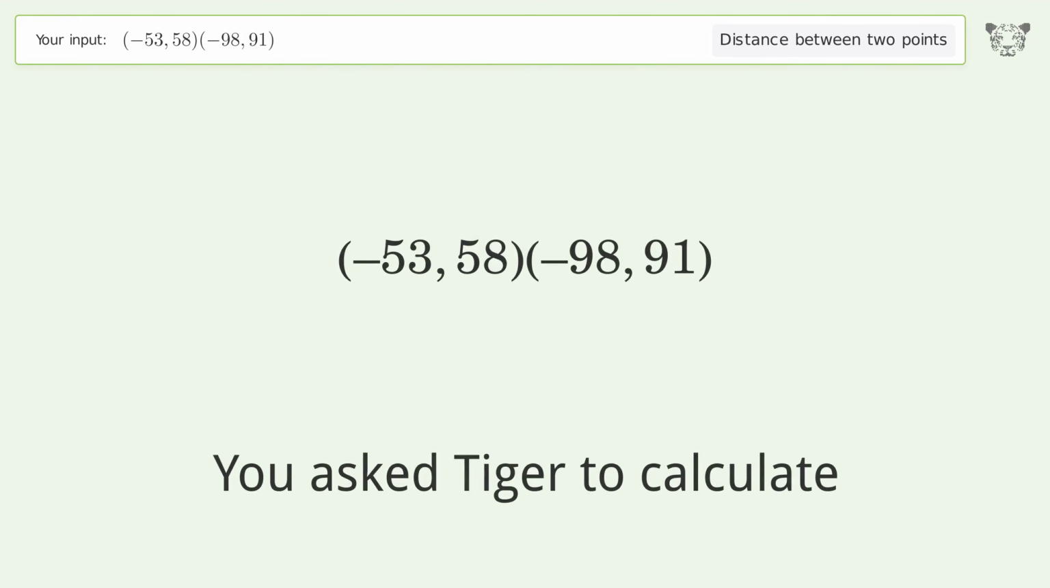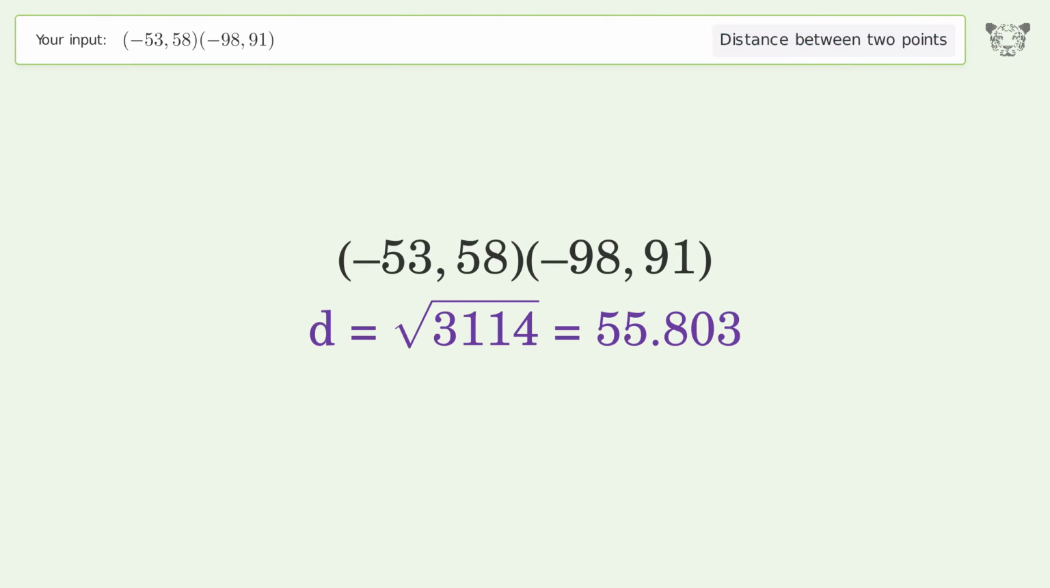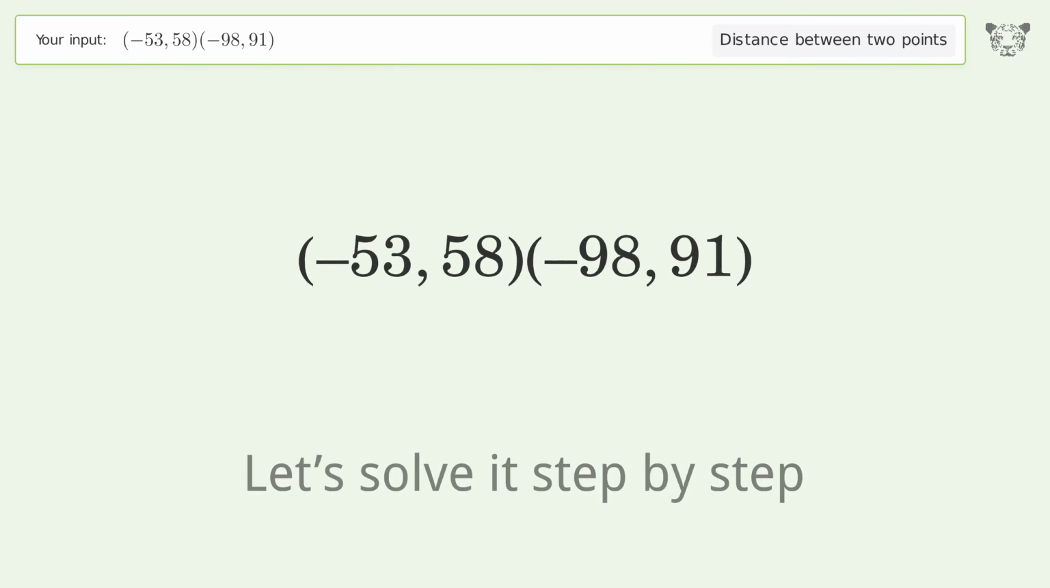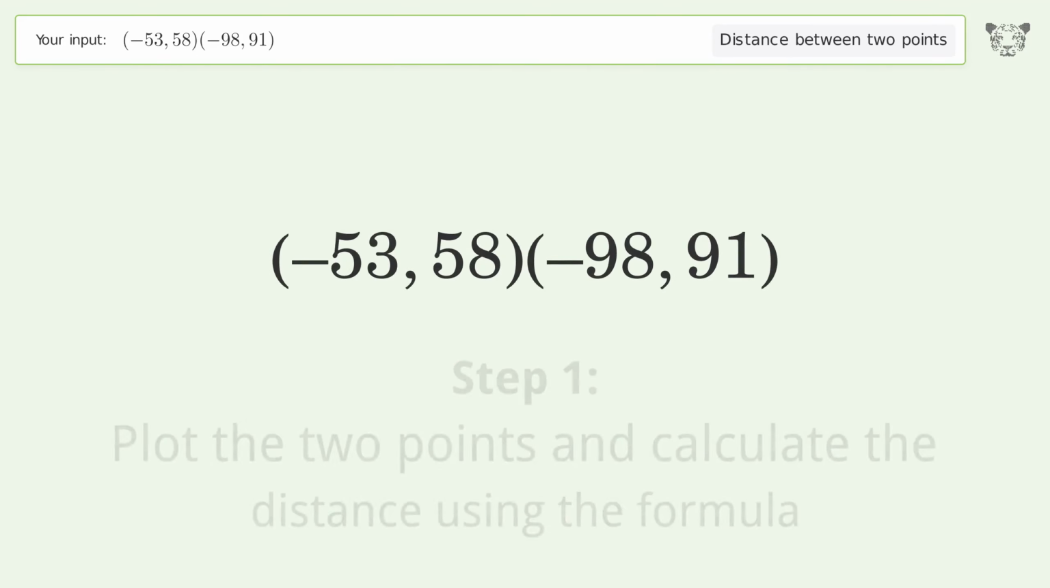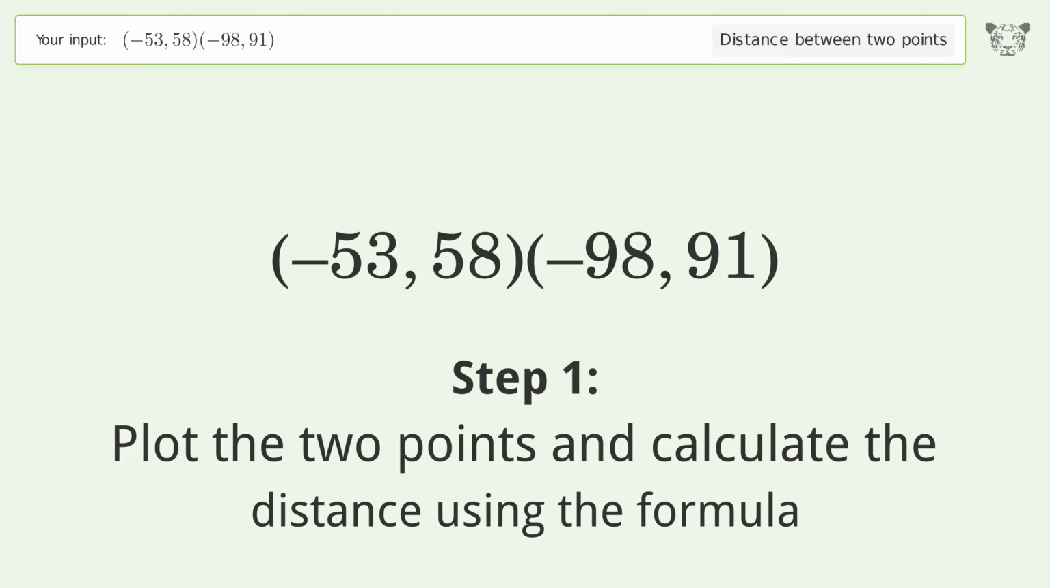You ask Tiger to calculate. This deals with the distance between 2 points. The distance between the 2 points is the square root of 3,114, or 55.803. Let's solve it step by step. Plot the 2 points and calculate the distance using the formula.